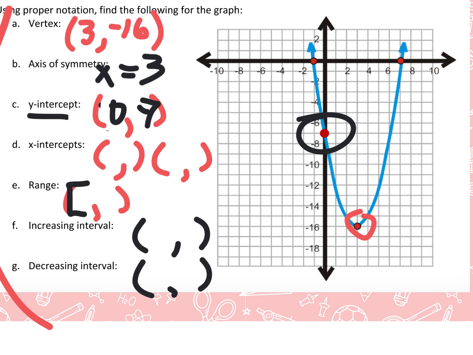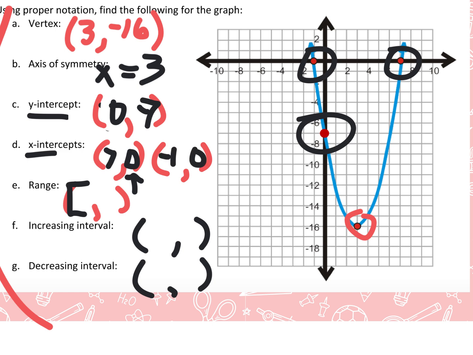The x-intercepts are these guys, and one of them's 7. But you can't just say 7, of course. The x-intercepts have y is 0. All right. And so the other one is negative 1, 0.